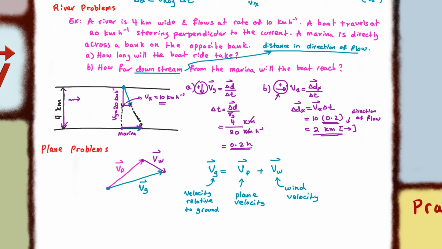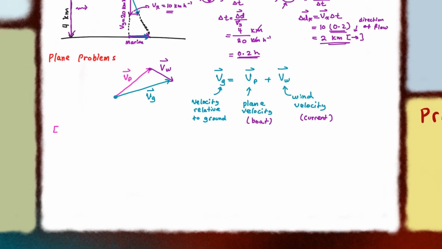Sometimes we use this in boats as well. So the velocity of the boat relative to the ground is equal to the velocity of the boat plus the velocity of the currents. Let's look at a quick example here.